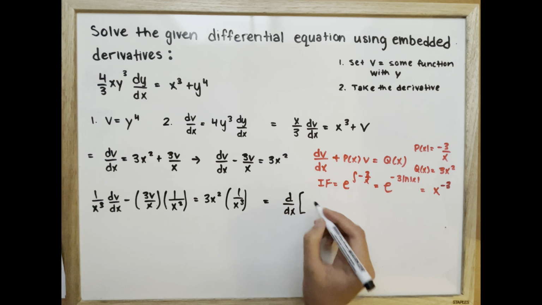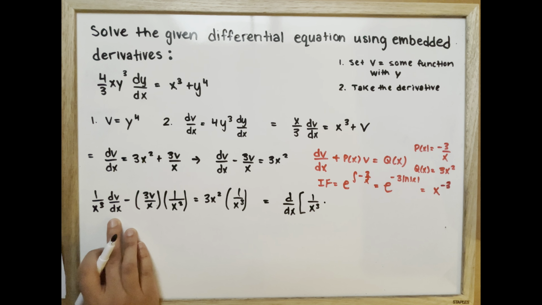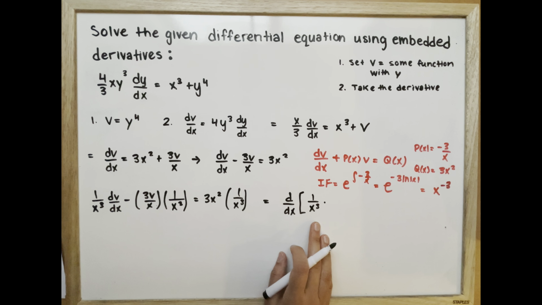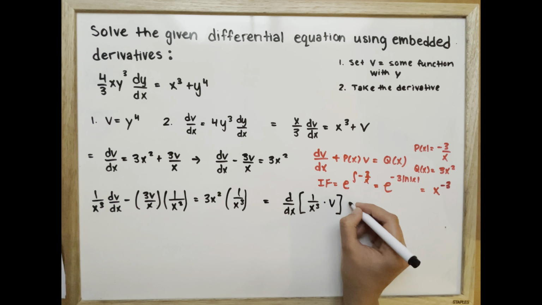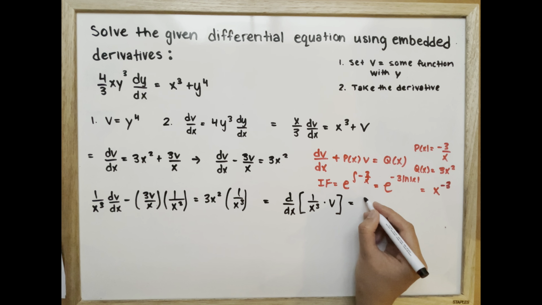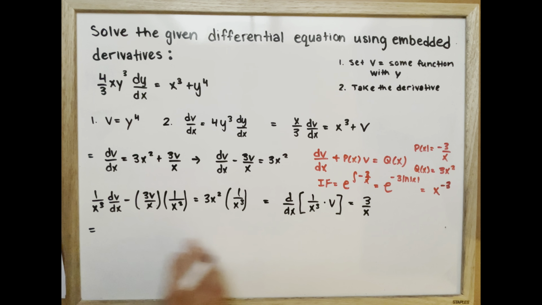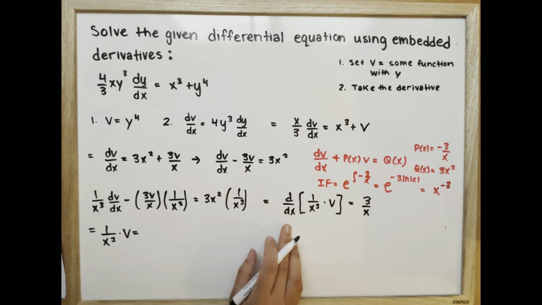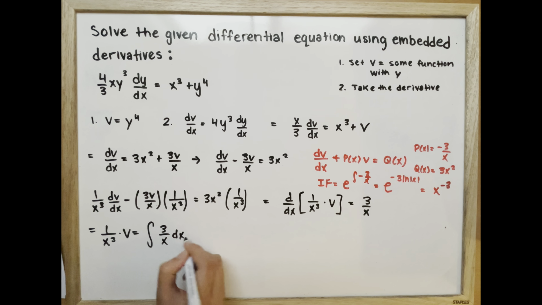So if we set our u equal to 1 over x to the power of 3, this is just u dv over dx plus our v multiplied by our du over dx. So if we set our u equal to 1 over x to the power of 3, we can set our v just equal to v. So this is going to simplify, and this is going to equal 3 over x. So now we are ready to take the integral. So we can move our d over dx to the right side. So we're going to have an integral of 3 over x dx.